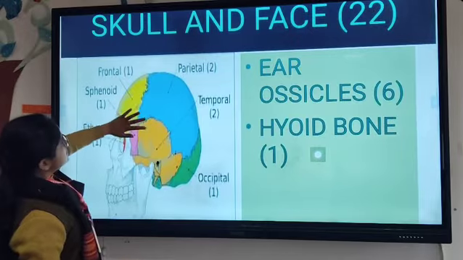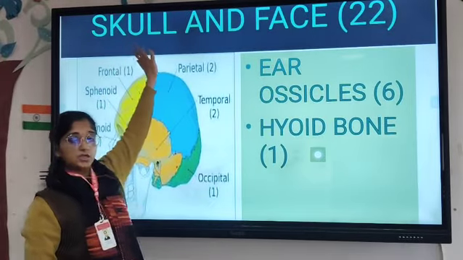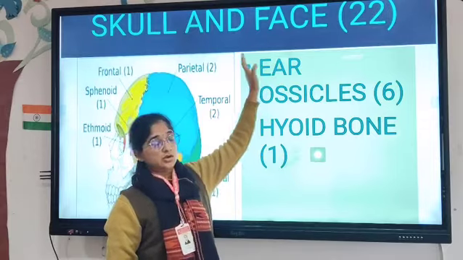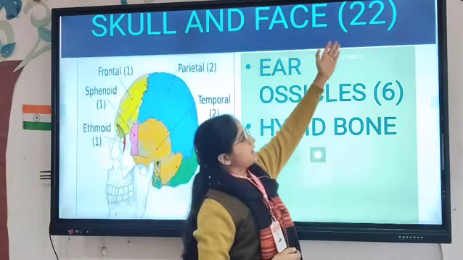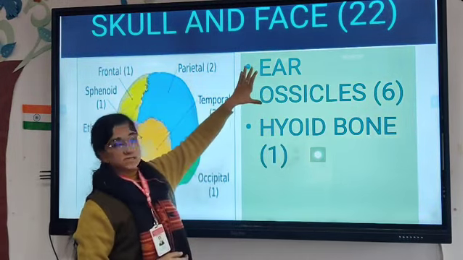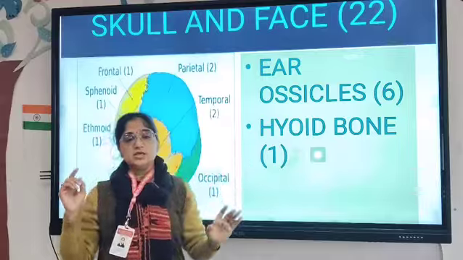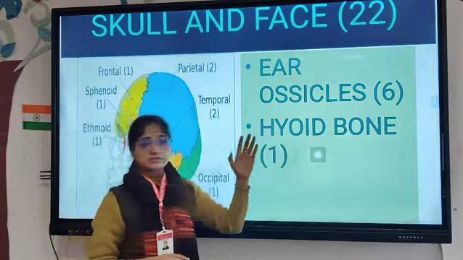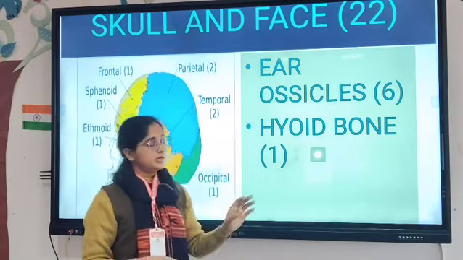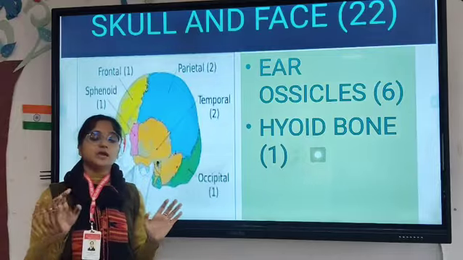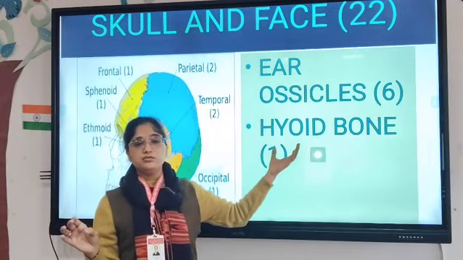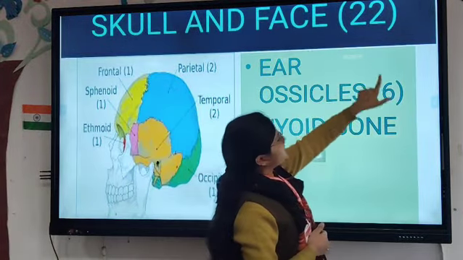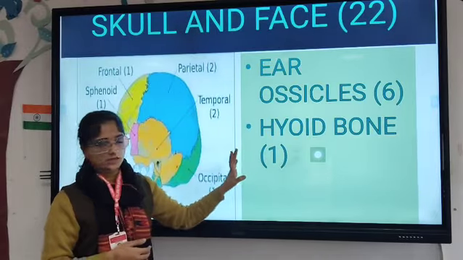For example, first is the skull. In the skull, a total of 8 bones are there. And in the face, a total of 14 bones are there. Total 22 bones. Apart from these 22, a total of 6 bones are present in the ear ossicles, 3 in each ear. One is the hyoid bone. Here is a catch: this hyoid bone is a very special type of bone present in the human body. It does not articulate with any other bone. It is a totally free bone. Here the total is 22 plus 6, 28, and 29.